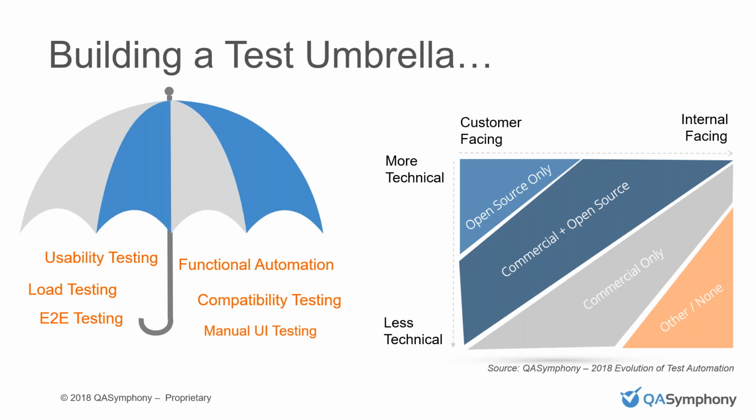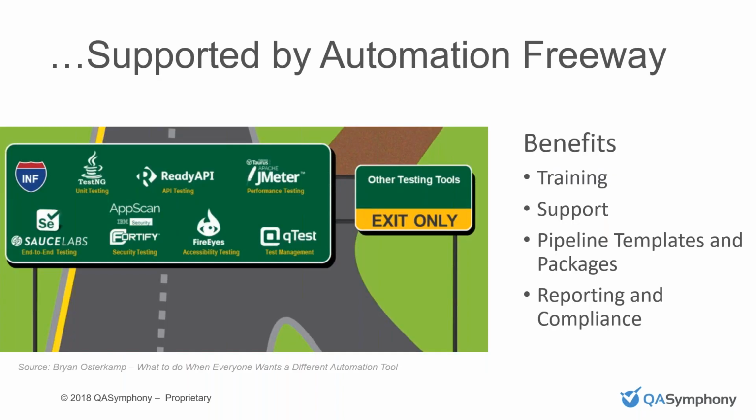So the problem with this is, okay, we've got this test umbrella, we've got a test plan and all these other test cycles we have laid out for all the different testing that we're going to be doing. We need to also support that with an automation freeway. And what we mean by automation freeway is this, and this is done by Brian Osterkamp.